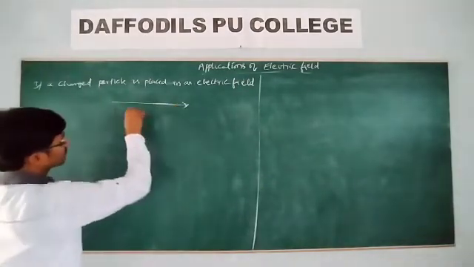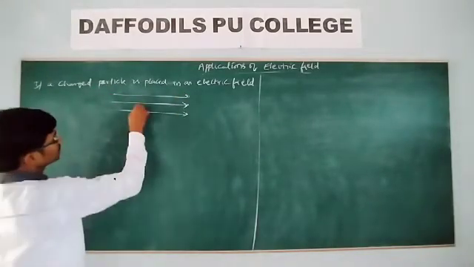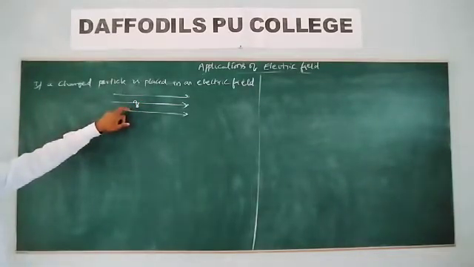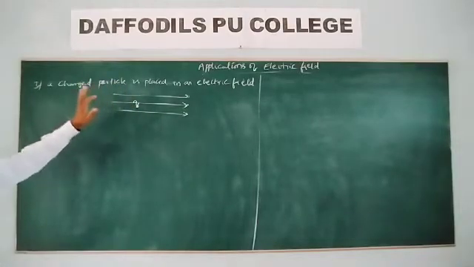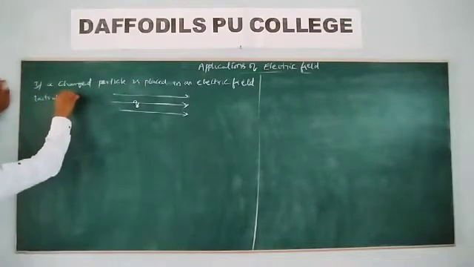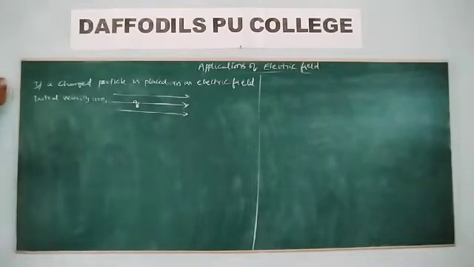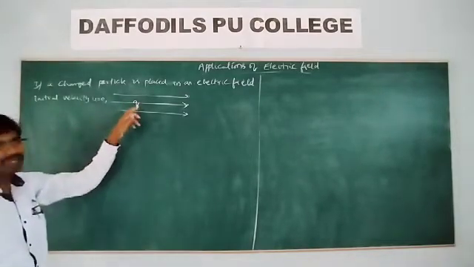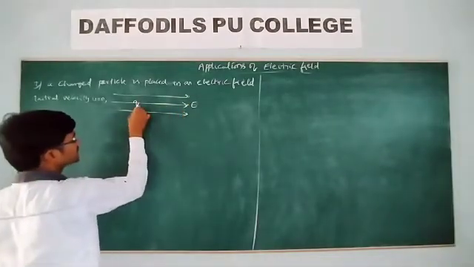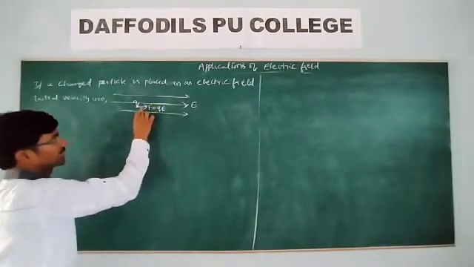now this is the direction of the uniform electric field. Here we have a charged particle Q. Initially, it is at rest, not in motion. So the initial velocity is 0, u is equal to 0. Whenever this particle is placed in the electric field, it experiences a force F which is equal to Q into E in the direction of the field.